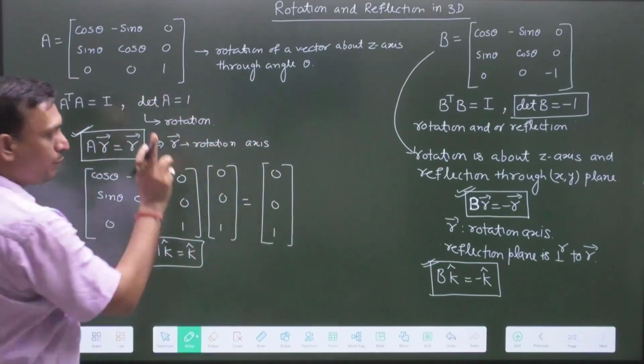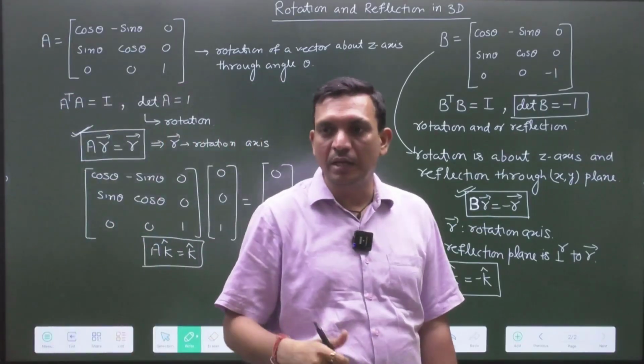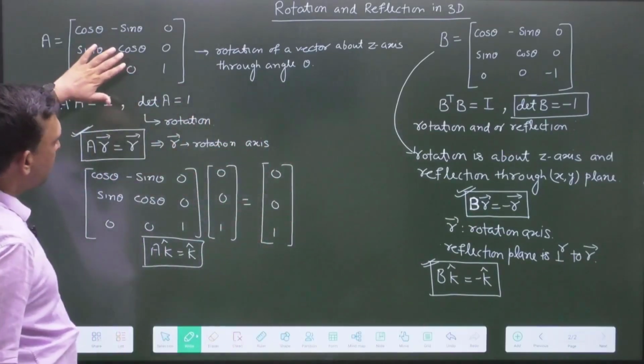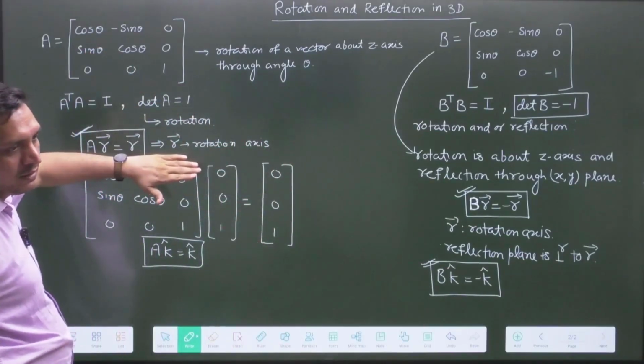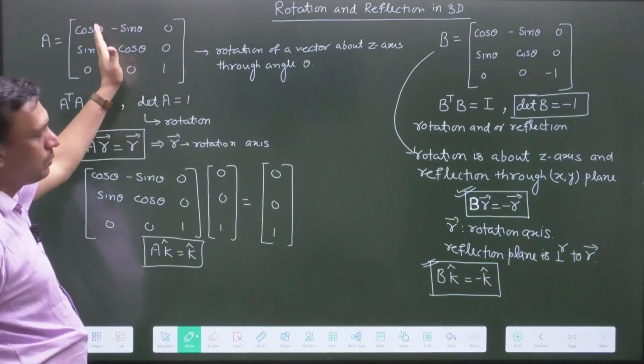You have two possibilities: determinant is 1 or -1. If you have an orthogonal matrix, the determinant may be 1 or -1. So I am discussing both cases. One case is this, where you have to find the rotation axis, and then check the angle through which it is rotated.